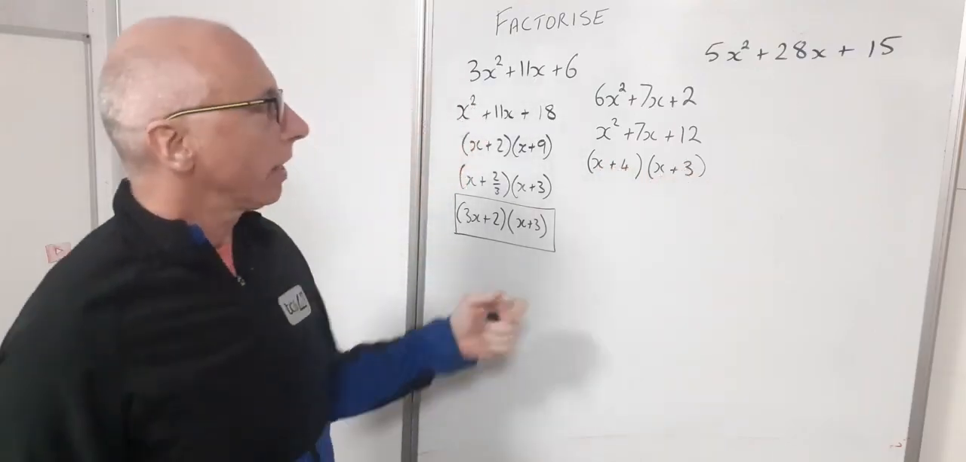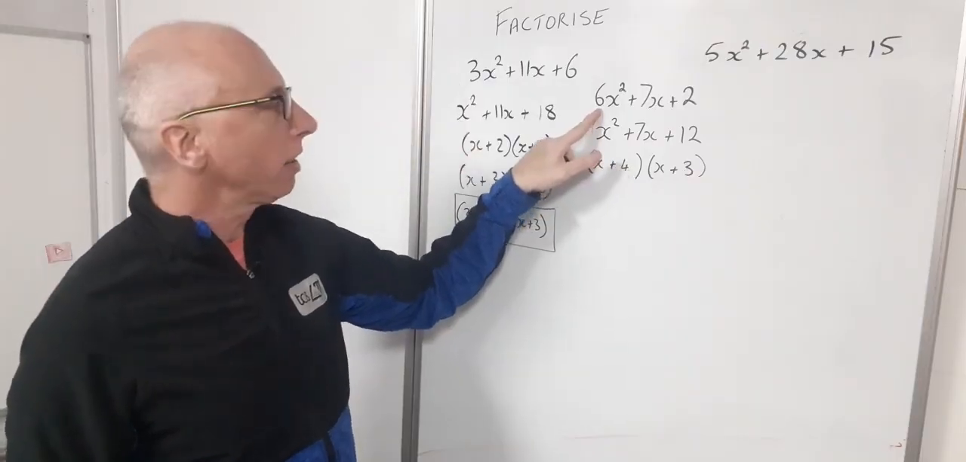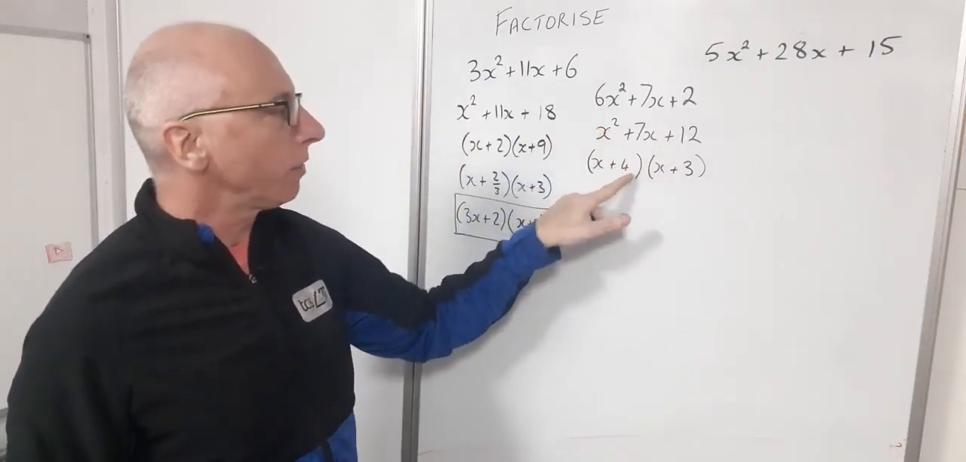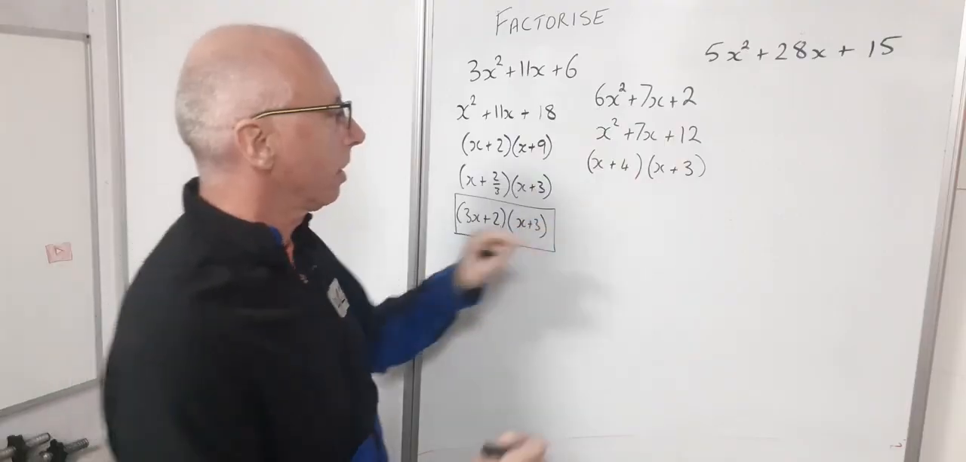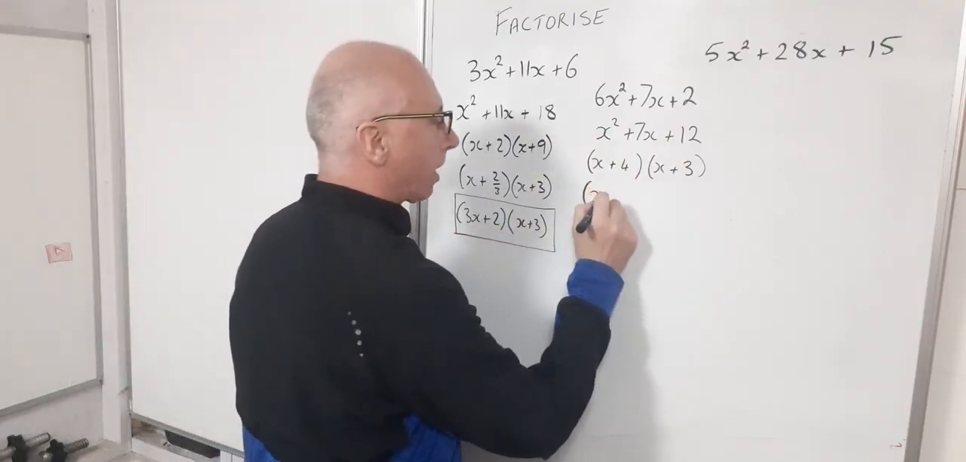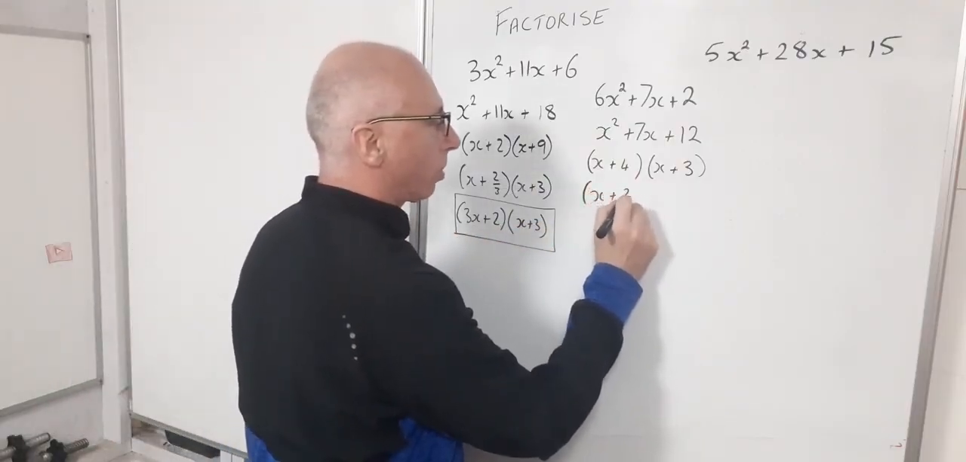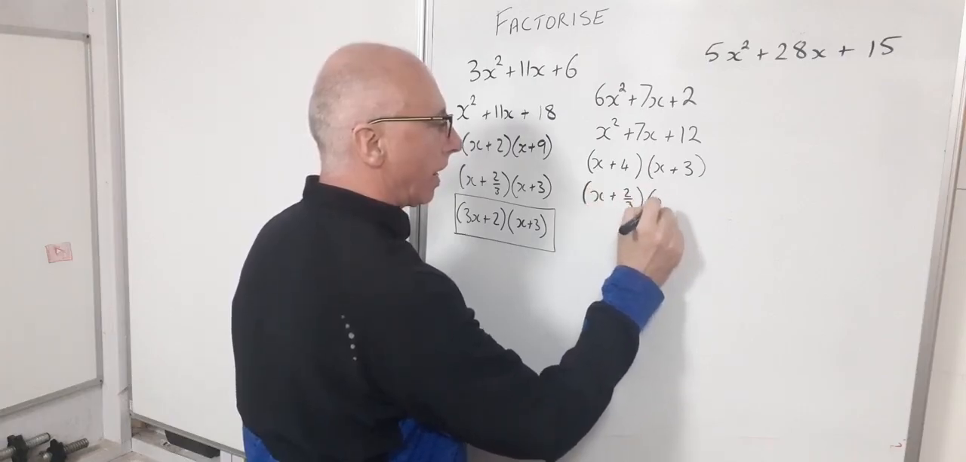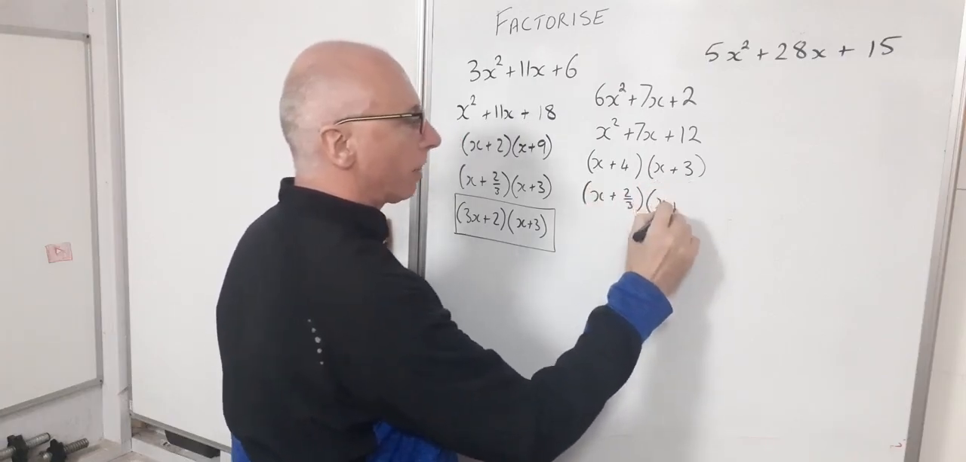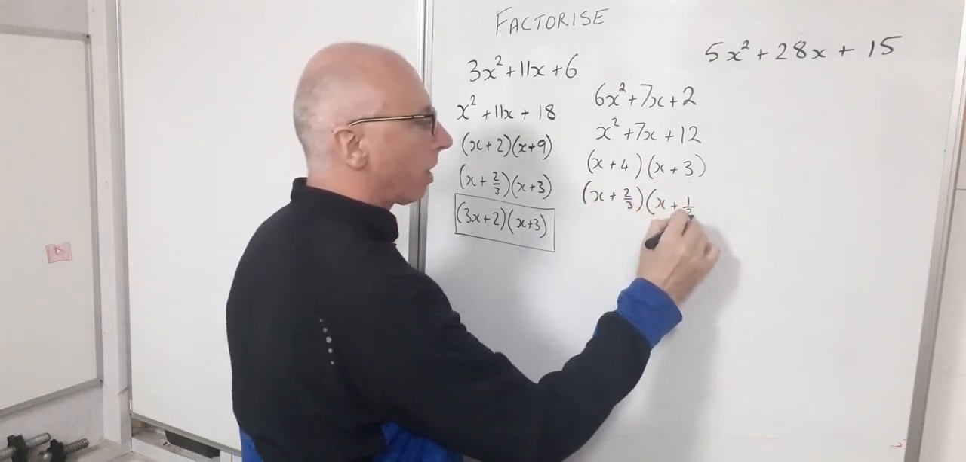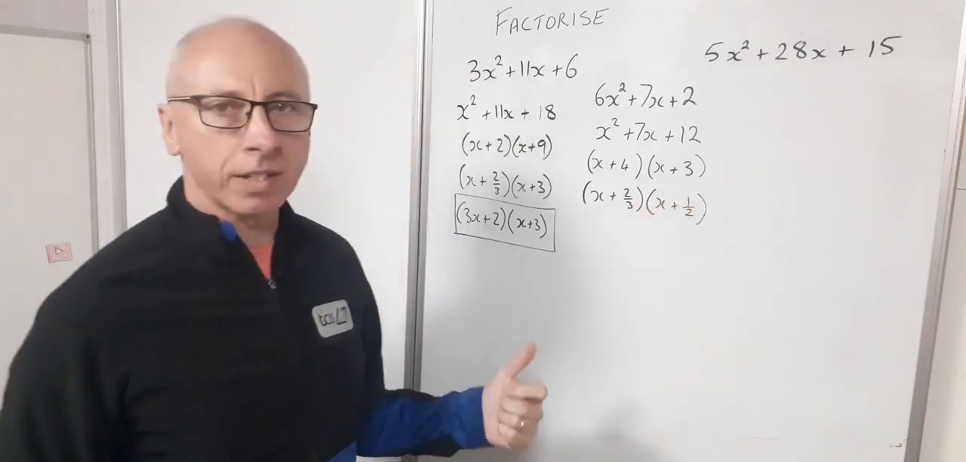Okay, right. Now we used a 6 here to multiply this, so now we need to divide these by 6. So then that will give us x plus 4 over 6, which is 2/3, and divide this by 6, I'll end up with x plus a half. So that takes care of that.